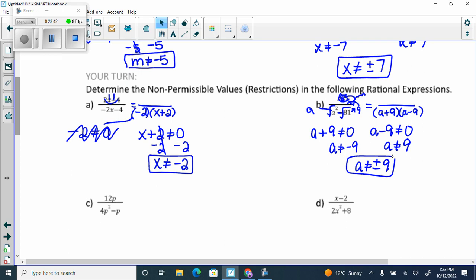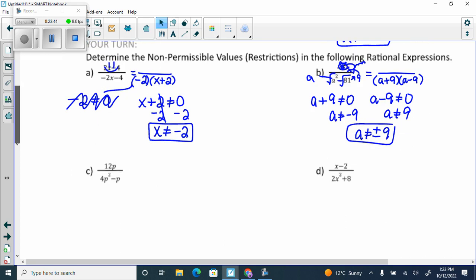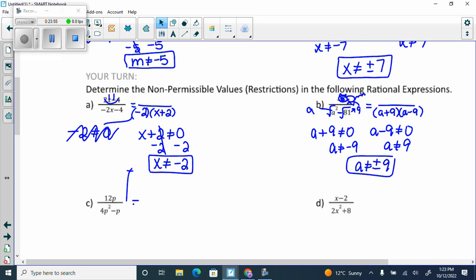Now this one, C, I ask myself of just the denominator, is there a GCF or a difference of squares? Well, it can't be a difference of squares because P is not squared, right? So maximum I can take out a GCF. I'm not even fixing it, I'm just leaving it. So I can take out a P, just a P. When I go 4P squared, take out a P, I'm left with 4P. And then -P, take out a P, I'm left with -1.